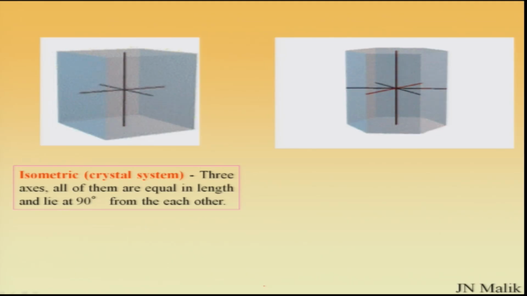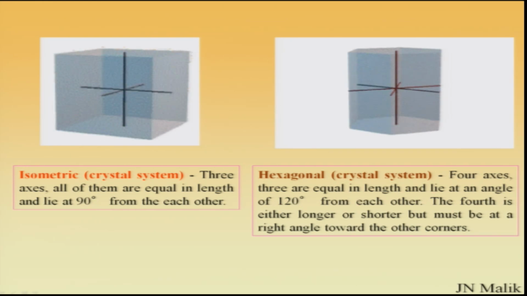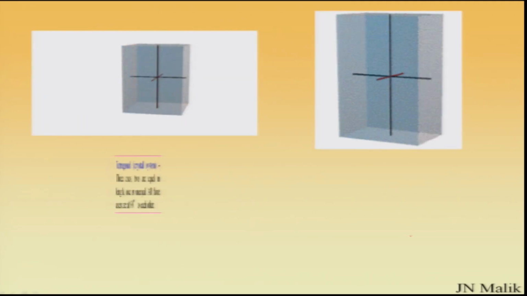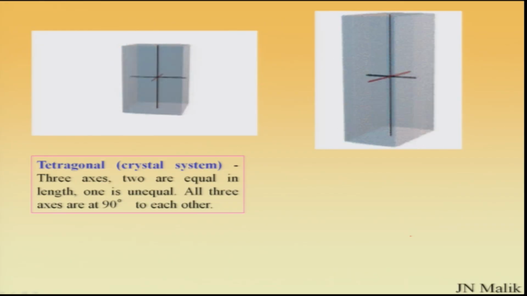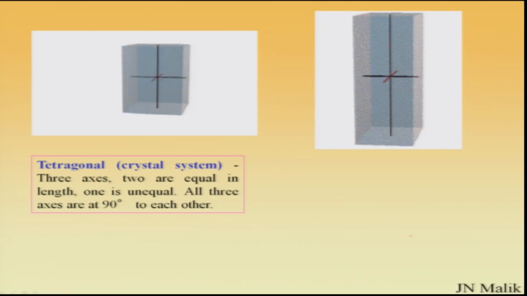Isometric has 3 axes, all equal in length and lying at 90 degrees from each other. Then hexagonal has 4 axes, where 3 axes are equal in length, lie in the same plane at 120 degrees from each other, and the fourth is either longer or shorter and at right angle to the others. Tetragonal has 3 axes, 2 equal in length, 1 unequal, all at right angles to each other.